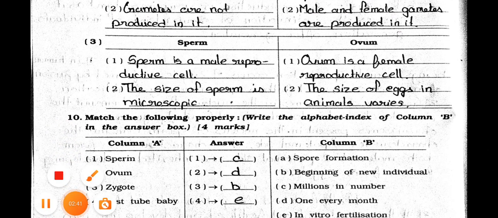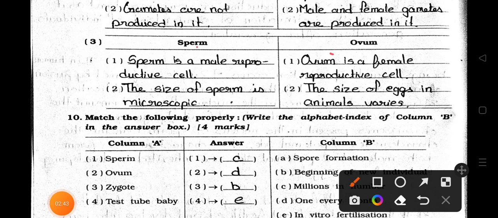Now see number 3, difference between sperm and ovum. Point 1, sperm is a male reproductive cell and ovum is a female reproductive cell. Point 2, the size of sperm is microscopic and the size of eggs in animals varies.